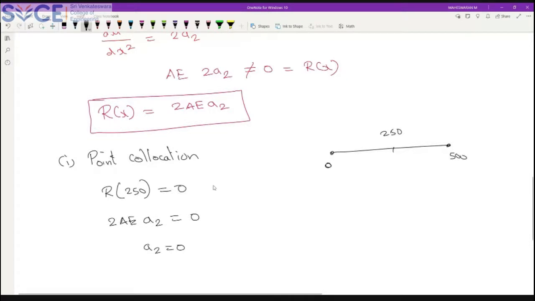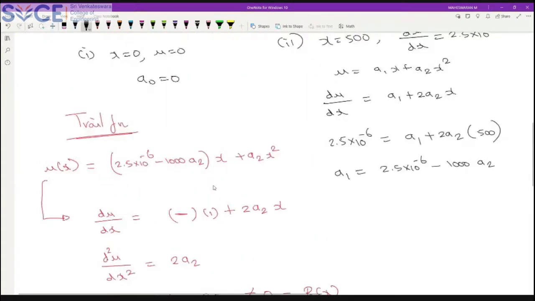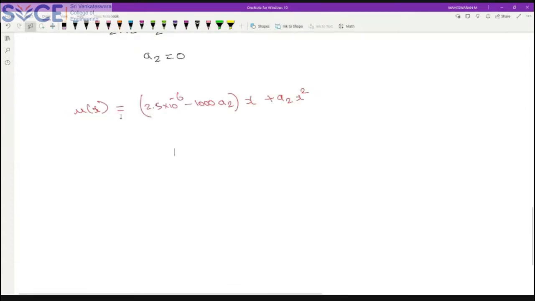Now I use my trial function. This is my trial function. I'm going to substitute a2 as 0 in my trial function. That will be my answer. So here, substitute a2 is equal to 0. So what will we get? I'll get u is equal to 2.5 into 10 power minus 6 x. This a2 is 0, so this term becomes 0. So remaining, this is my u of x.